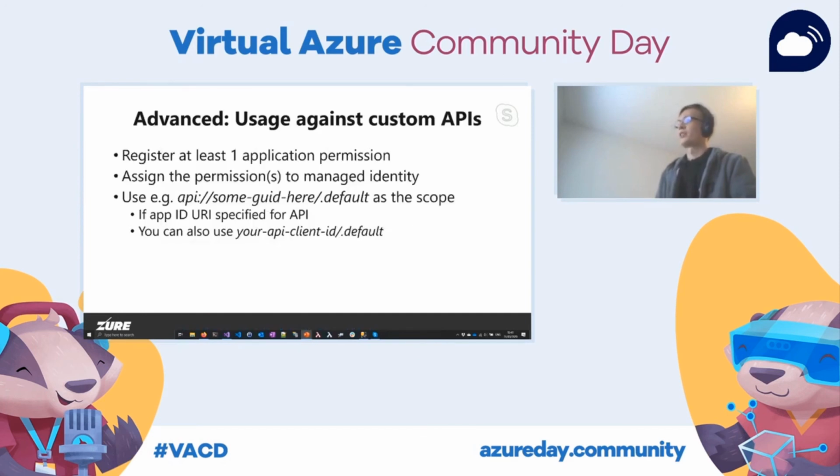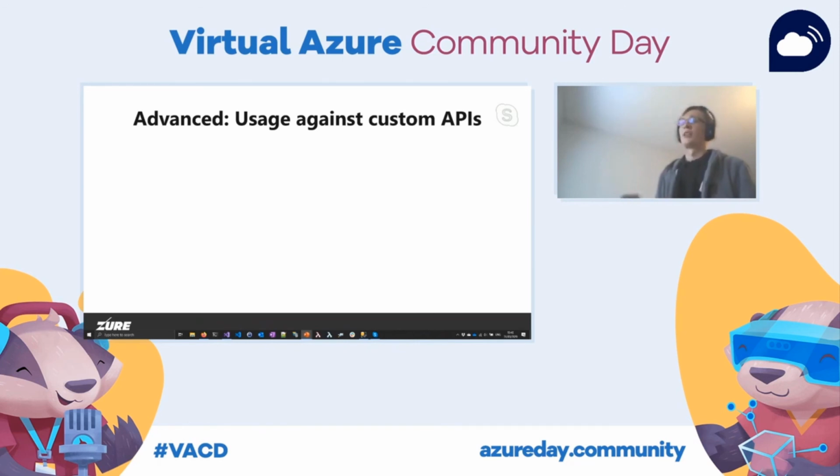And then just real quick about this one, I have a couple minutes left. And you can also check out these slides later on if you want. So in order to use managed identities against your own APIs, you have to register at least one application permission on that API that the identity then uses. And then you have to use this scope there when you get those tokens.